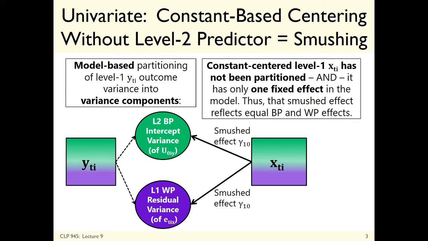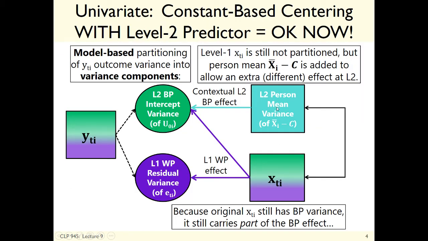So the way that we fix it, if you want to keep your original variable at level 1 like this, is we add the person mean. So then the person mean picks up this level 2 contextual effect to get up to the total effect, which is the sum of the contextual here in teal and the within in purple. So it's the extra piece that level 1 doesn't already do.